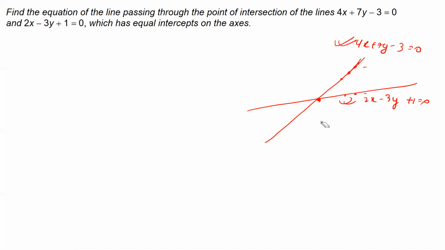Equation solving means there will be some combination of x and y which will satisfy this as well as this, and that will be actually our point of intersection. So pause the video and quickly solve these two equations for x and y and find out. I'm also doing it, and verify whether you're getting the same thing or not.